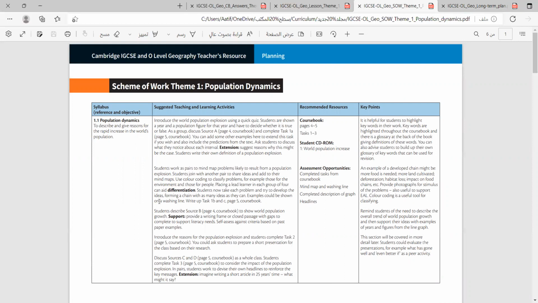We can move on to page 5, I believe. Yeah, let's go to page 4. Okay, so in page 4, we are going to start the lesson, the first lesson in this first theme, okay? Titled World Population Increase. See, we can already expect what we are going to talk about. We are going to talk about the increasing amount of people in the world, okay?